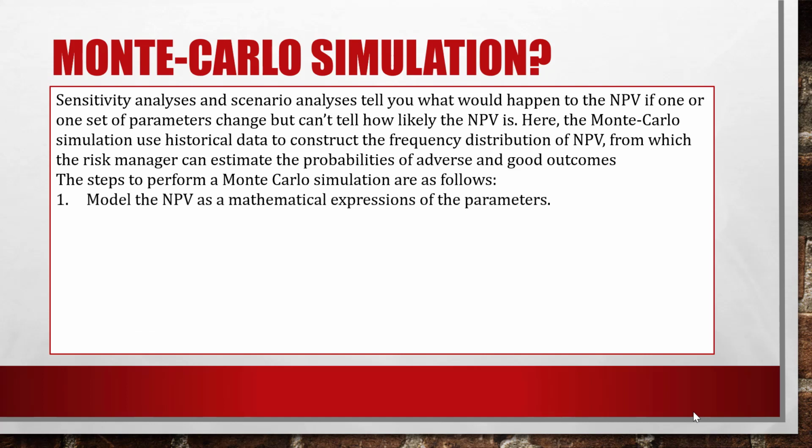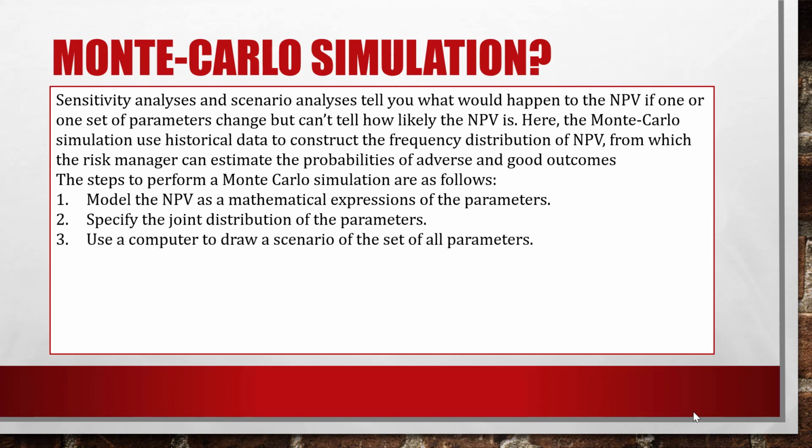And the steps to perform a Monte Carlo simulation are as follows. First, we have to model the NPV as a mathematical expression of parameters. Basically, it's just like an equation, a function of a couple parameters. Then we have to specify the joint distribution of parameters. Since we have a couple of parameters in the model, we have to have the joint distribution of these parameters all together. Number 3, we use a computer to draw a scenario of the set of all parameters.